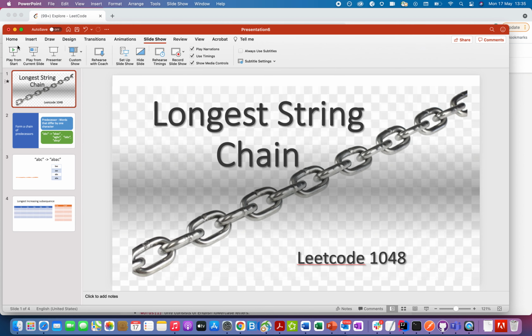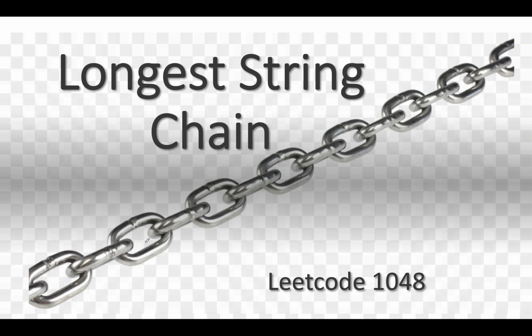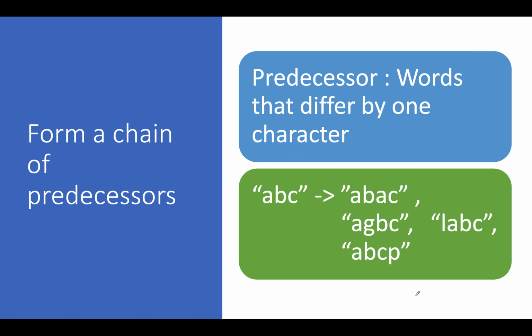So let me just take a pen here and start the slideshow. Longest String Chain, LeetCode 1048. So let's understand the question first. The question asks us to tell the length of the longest chain of predecessors. So how do you define a predecessor? A predecessor is a pair of words that differ only by one single character.